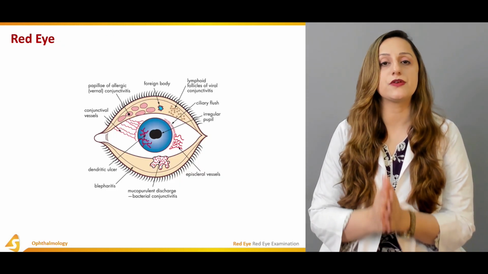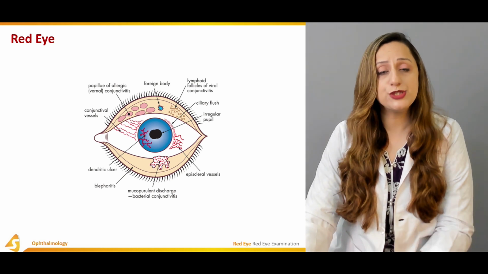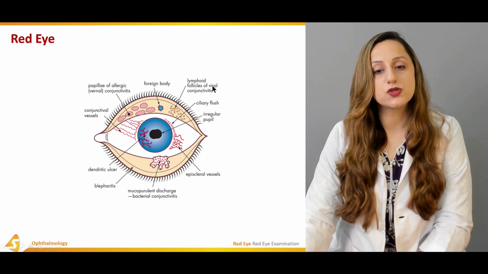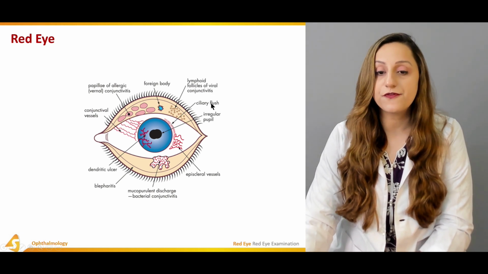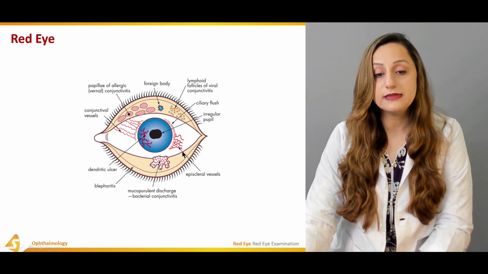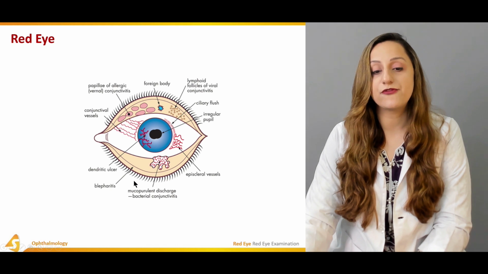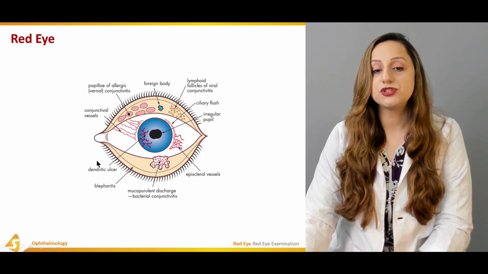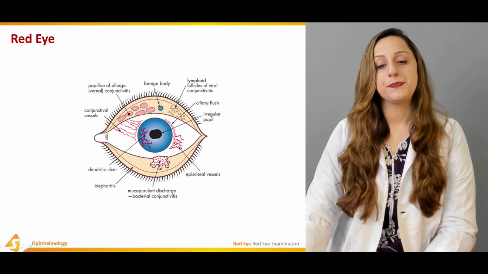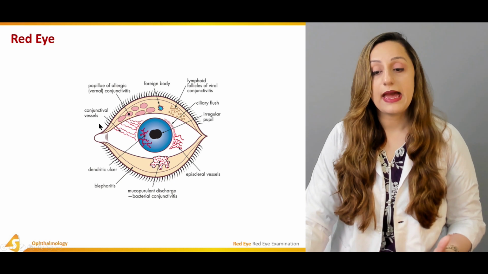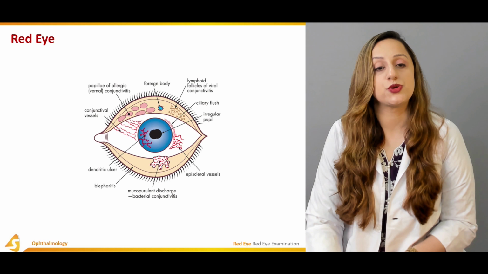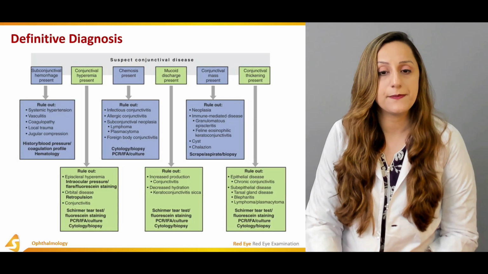So the different causes of red eye that we should keep in mind are the foreign body, then the lymphoid follicles of viral conjunctivitis, and the ciliary flush. We have irregular pupils, episcleral vessels, mucopurulent discharge, blepharitis, dendritic ulcers, conjunctival vessels, and the papillae of allergic conjunctivitis. So these are the differential diagnoses, the particular features, the clinical signs and symptomatology noted in a red eye.